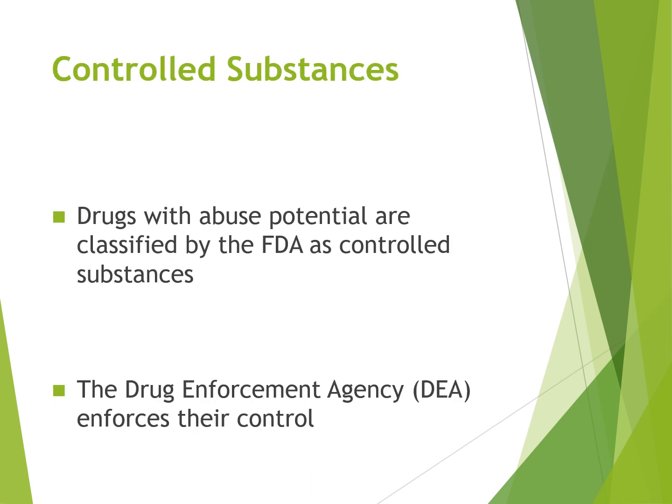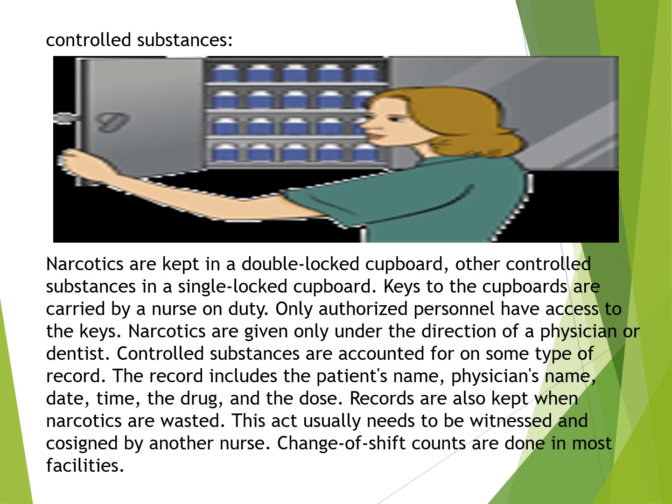So controlled substances, these are drugs with abuse potential that are classified by the FDA as controlled substances. The Drug Enforcement Agency, DEA, enforces their control. Controlled substances, of course, narcotics are kept in a double locked cupboard. They used to be, right? Other controlled substances in a single locked cupboard. Keys to the cupboard are carried by the nurse on duty. Only authorized personnel have access to the keys. Narcotics are given only under direction of a physician or dentist.